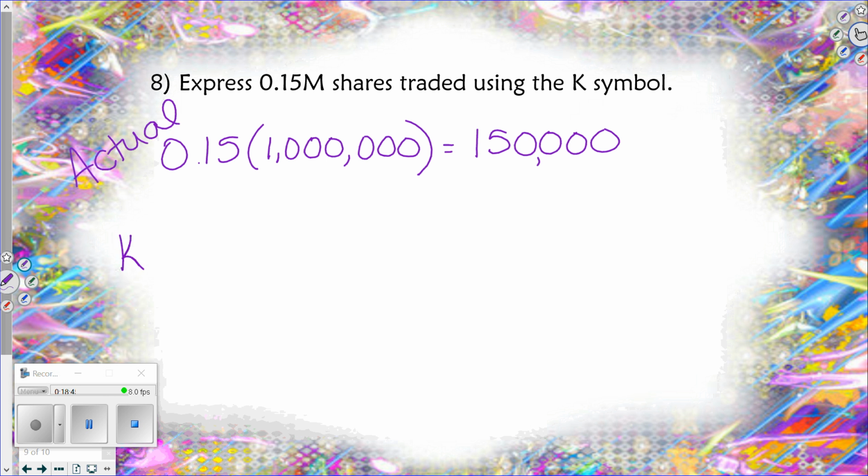Now, if I want to switch that to K, what do I do with that number? Move the decimal 3 or divide by 1,000. So take that, divide by 1,000. That'll switch that into K, which would be 150K. So if they give it to you with one notation like a K, an M, or a B and want you to switch it to another one, find the original, what its actual value is, and then move the decimal accordingly.